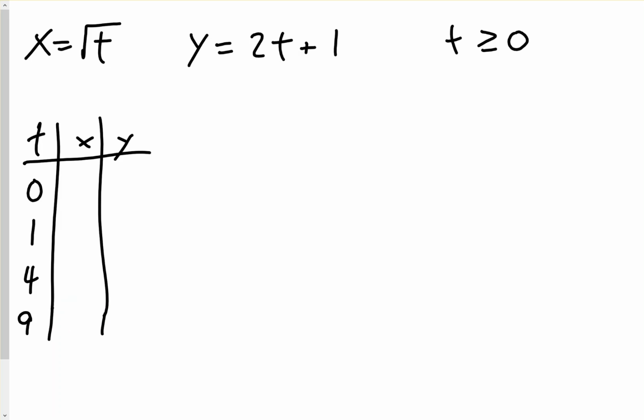So if I plug in 0 for t, the square root of 0 is 0. Square root of 1 is 1. Square root of 4 is 2. Square root of 9 is 3.